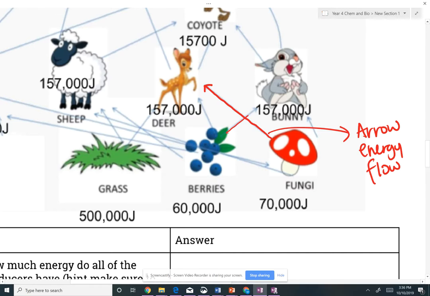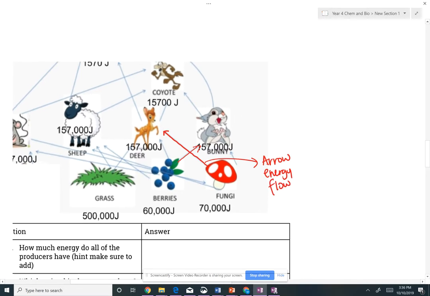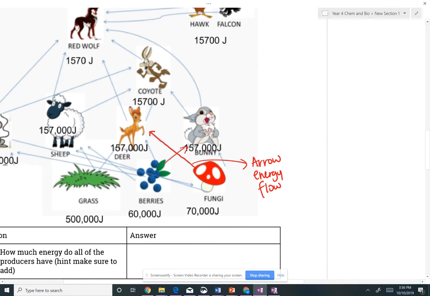So this arrow means that the energy is flowing from the berries to the bunny, right? Same deal as a food chain. In this case, we have berries, they go to the bunny, and from the bunny, it goes to the coyote. And then from the coyote, we go to the wolf, and that is how energy is being passed on there. So again, this is energy flow. That is how the energy is moving through the ecosystem.